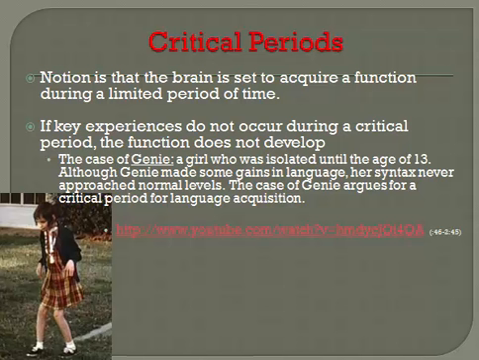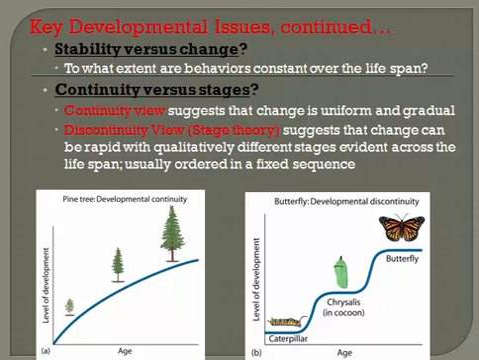The next key developmental issue is stability versus change. So with that, they're looking at how consistent your behaviors are over your lifespan. We've talked about this a little bit with personality, right? So if you are super extroverted when you're younger, is that a consistent behavior throughout the rest of your life? That's obviously a really important issue to research in development: stability versus how much you change.